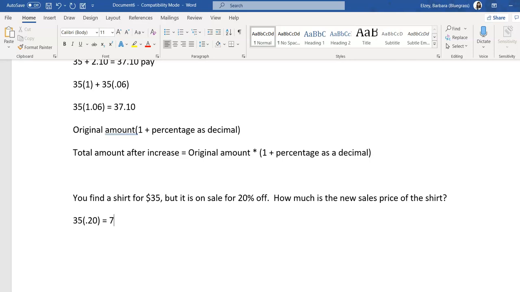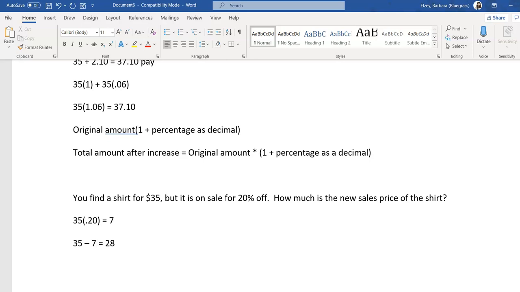All right, so really, what's the new sales price on the shirt? Well, we've got to take the $35 that was the original price and subtract off the $7 that we're going to get off, and we're going to pay $28 for this shirt. Now, of course, there'll be taxes later, but that's not what the question asked. Now, we did this in two steps, all right? But let's try to pull this together into a one-step problem.